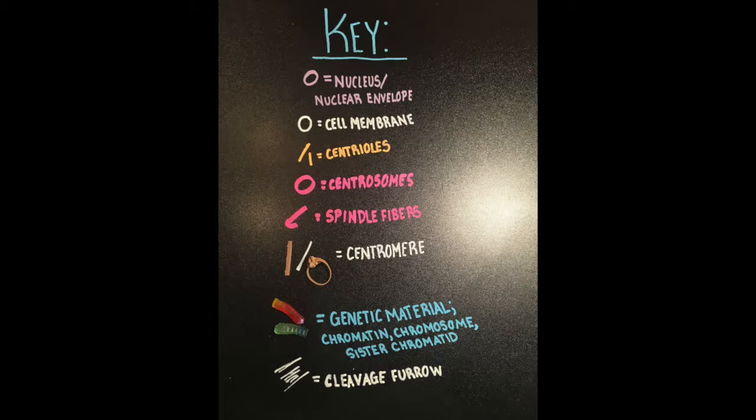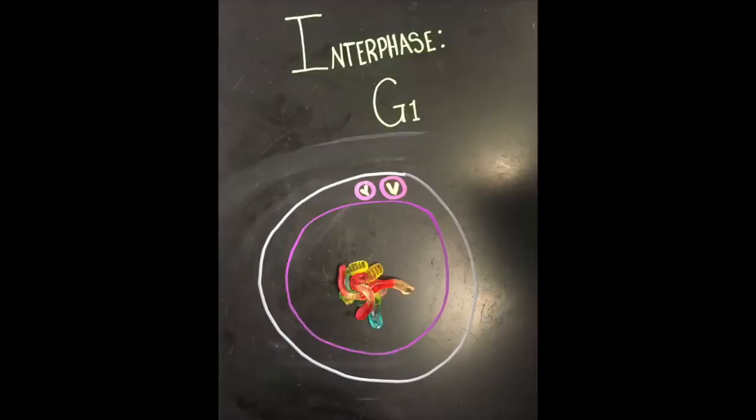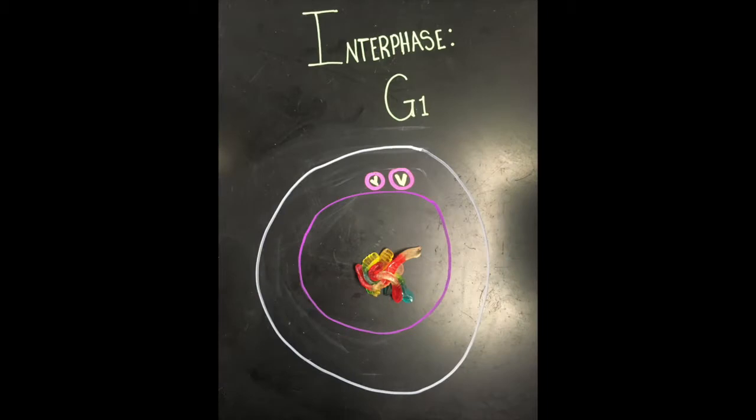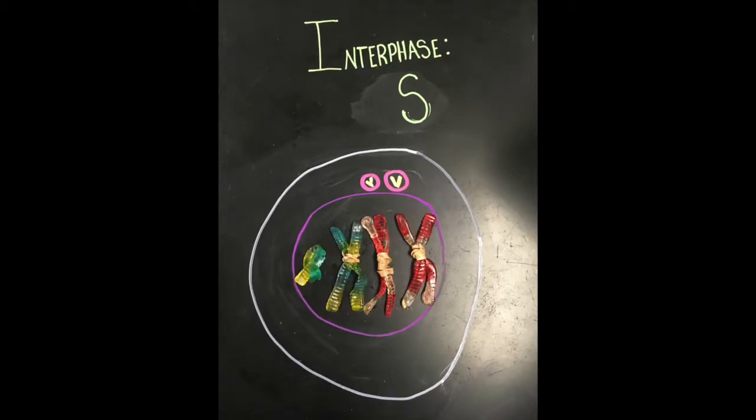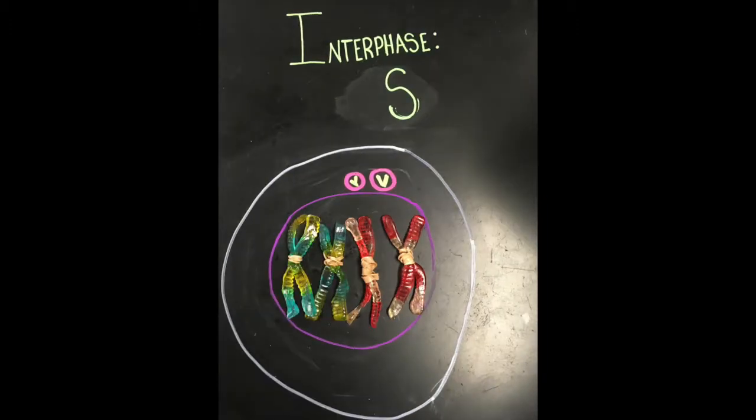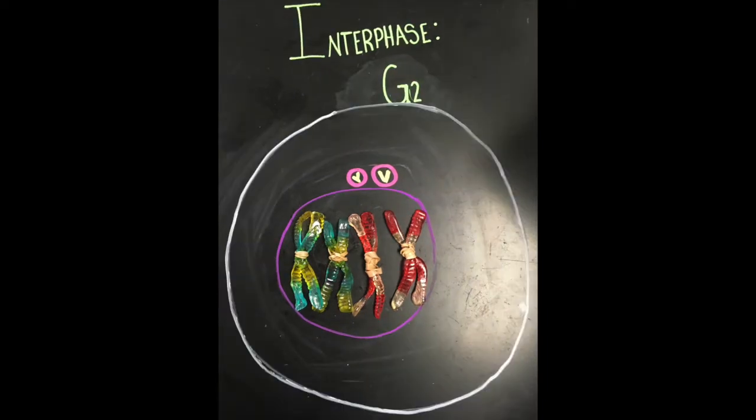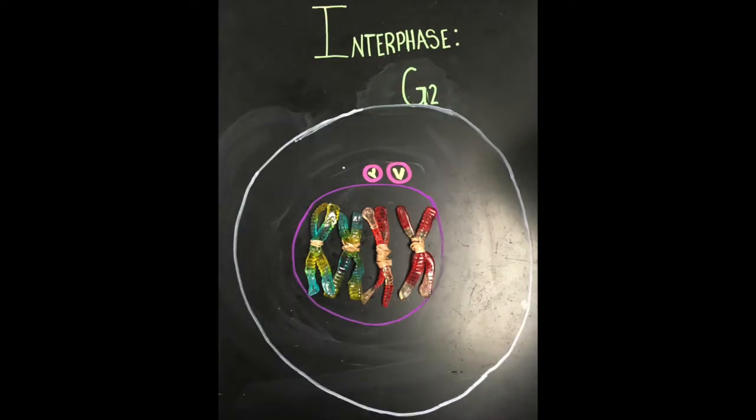In G1, the cell grows and the genetic material takes the form of chromatin. Note that it is not diagrammed. Organelles will still reproduce here. In S phase, the cell goes through DNA synthesis, where the genetic material takes the form of chromosomes consisting of two sister chromatids. In G2, more growth occurs, as well as the preparation for mitosis.